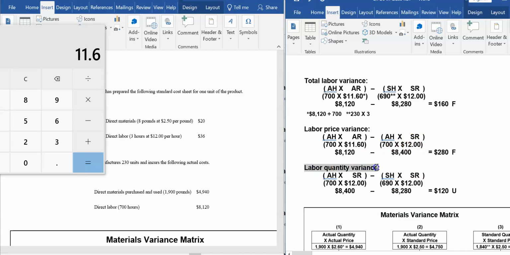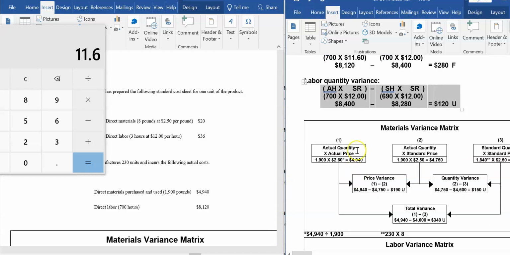The quantity variance is going to be the difference between the flex budget, actual hours at the standard rate, and the total budget, standard hours at the standard rate. The difference between those two is $120. Unfavorable. It is unfavorable because our actual amount of hours used at the standard rate exceeded the standard hours at the standard rate. We used more hours than we should have, so it is unfavorable.